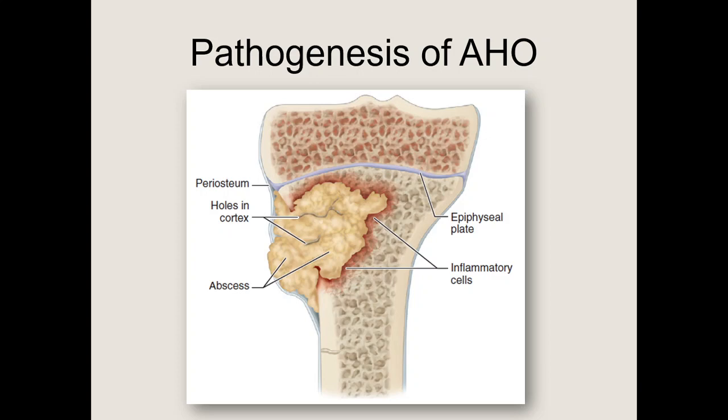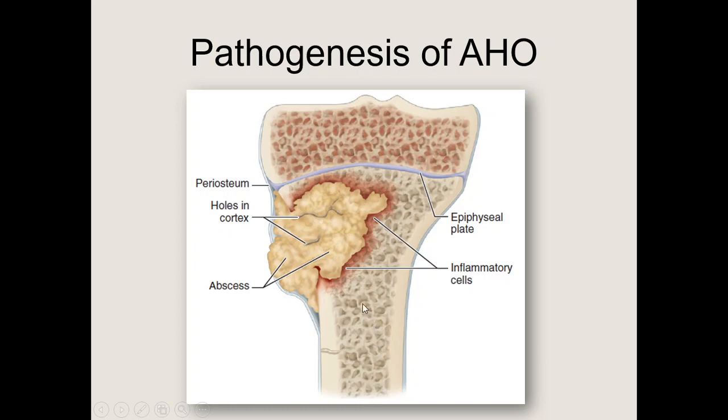So now we slowly are seeing that the metaphysis is getting filled with pus. Obviously this pus is not going to go into the epiphysis because we have the solid cartilage here, and it's also avascular, so the cartilage will actually resist infection from going into the epiphysis. Also the infection will not go into the diaphysis.